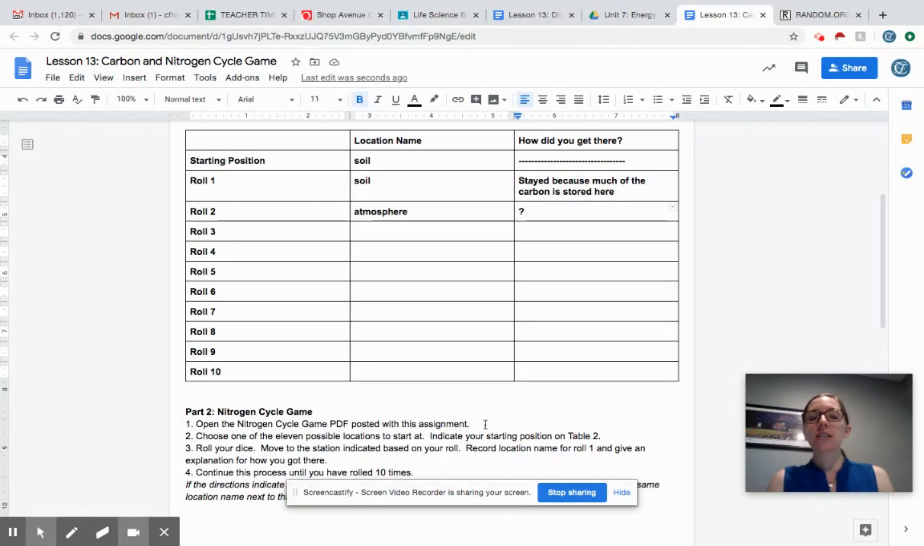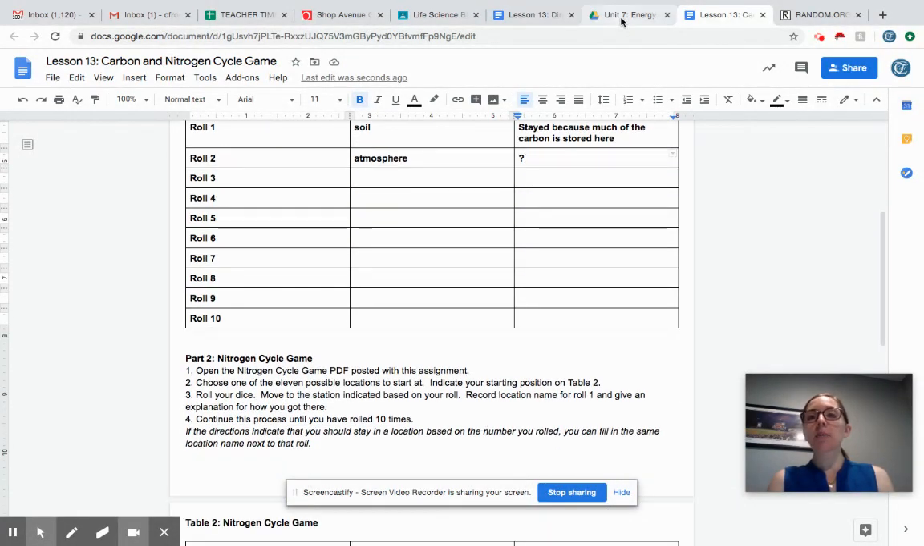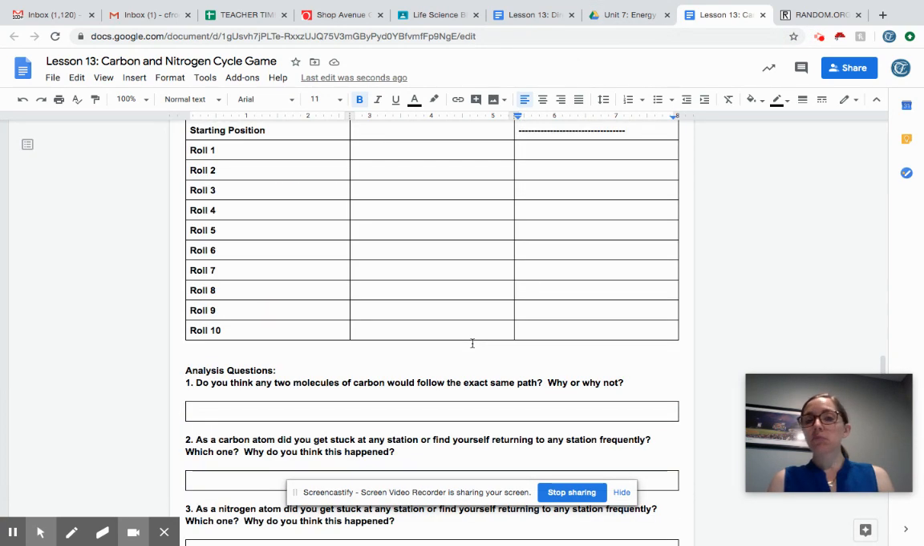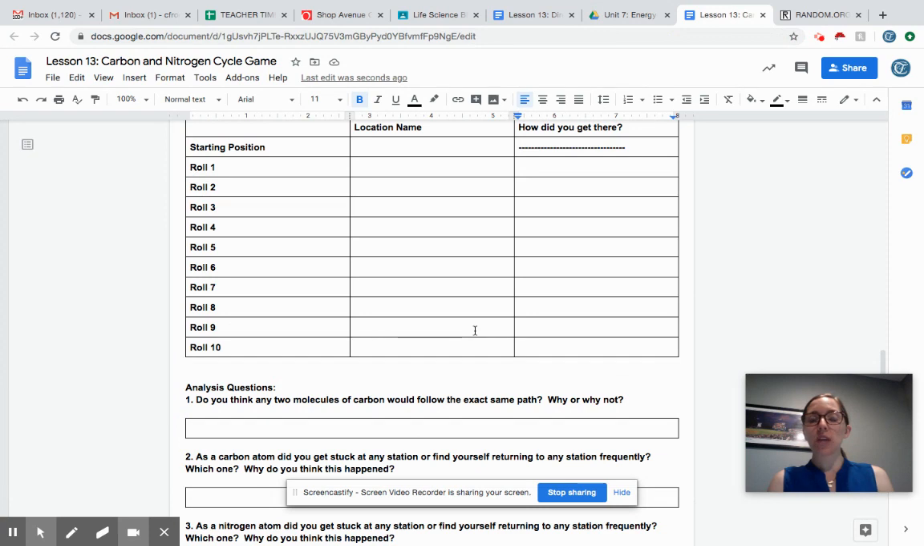You're going to do the same thing with the nitrogen. There is a separate PDF for you posted. It's set up in exactly the same way. It has a few additional starting points that you can be at or places that you can go in the cycle, but you will record what happens to you as you move through that cycle.